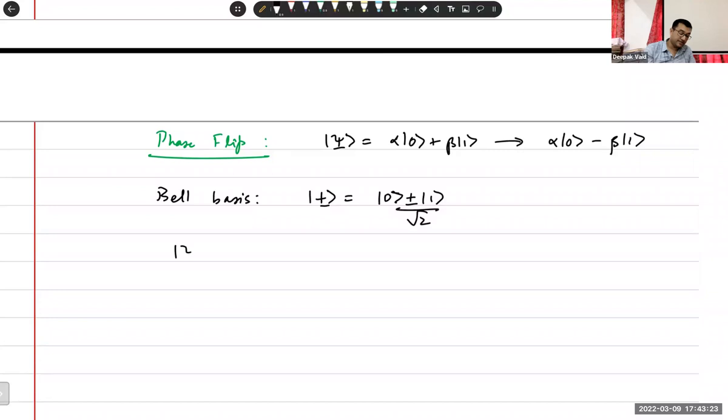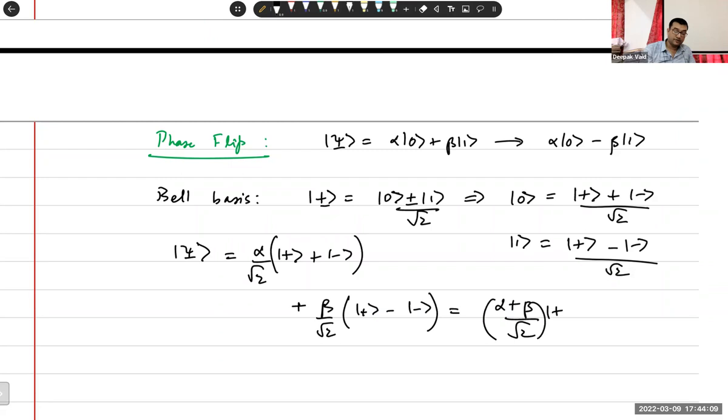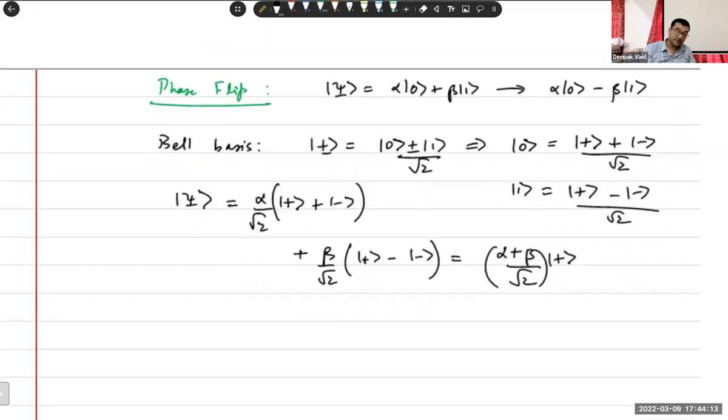So in the Bell basis, you can write psi as, so if you can invert this relationship, you can write 0 as this and 1 as plus. So superposition of these two states, right? So if you substitute these expressions for 0 and 1 into your state, right, what you will find is, let's see, you'll get alpha by root 2 minus, and then beta by root 2. Right? So we can write that as alpha plus beta by root 2 plus, right? And then plus alpha minus beta by root 2.